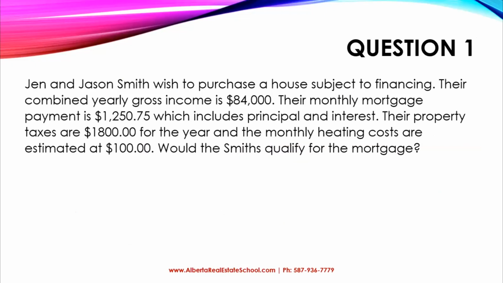Question number 1. Jen and Jason Smith wish to purchase a house subject to financing. Their combined yearly gross income is $84,000. Their monthly mortgage payment is $1,250.75, which includes principal and interest. Their property taxes are $1,800 for the year, and the monthly heating costs are estimated at $100. Would the Smiths qualify for the mortgage?